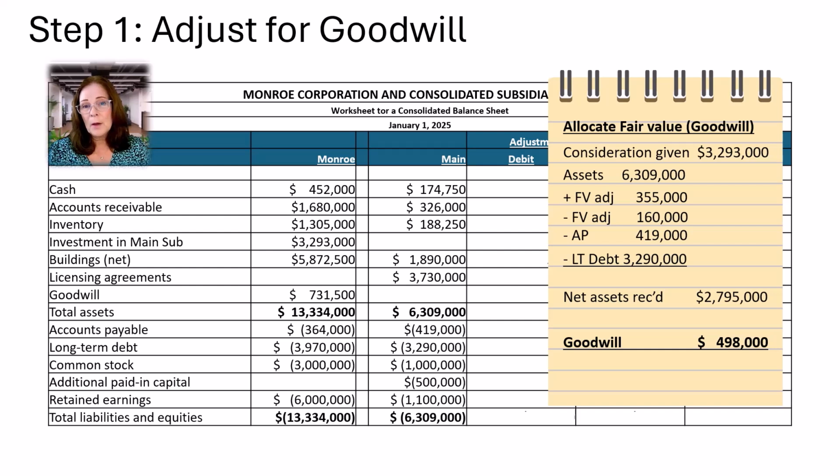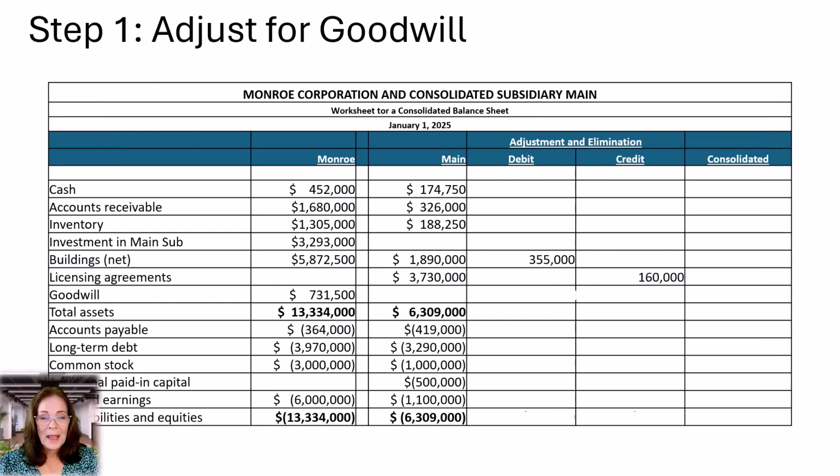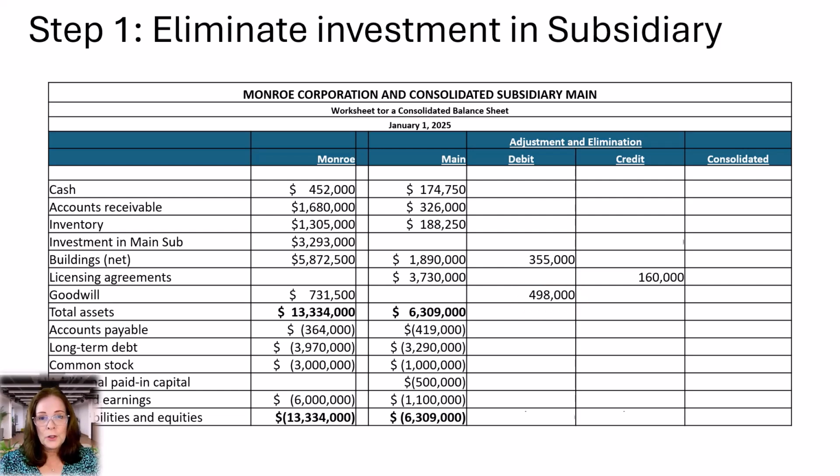So because the amount paid of $3,293,000 is greater than the net assets received, the difference is classified as goodwill, in this case $498,000. And we add the goodwill amount of $498,000 to the adjustment and elimination columns as well. Did you notice that Monroe's trial balance still shows the original investment in Maine? Let's eliminate that next. So a credit of $3,293,000.